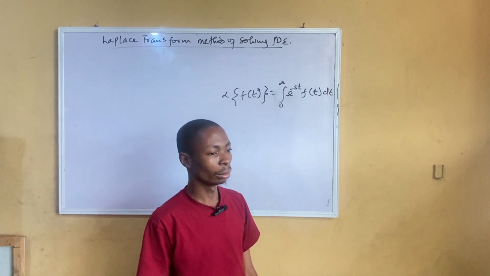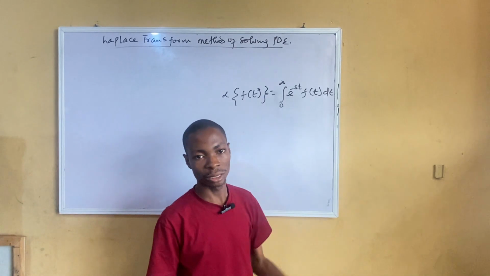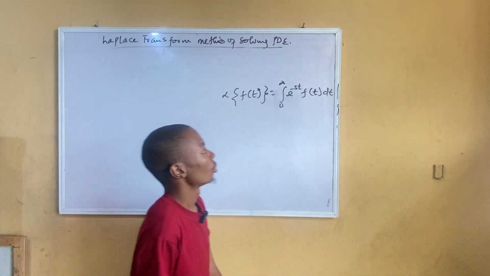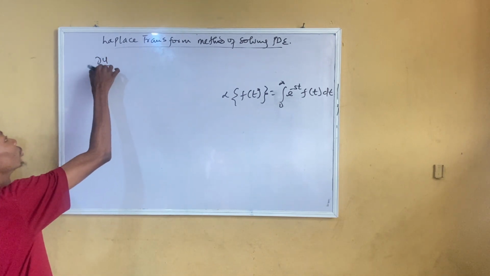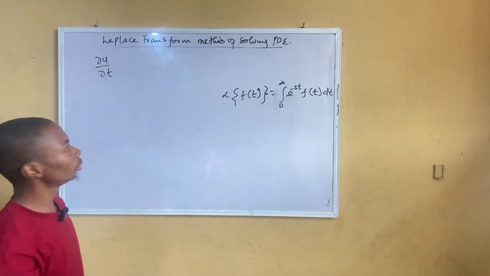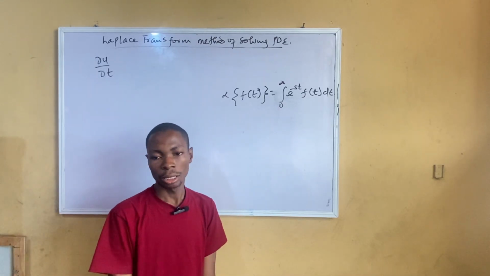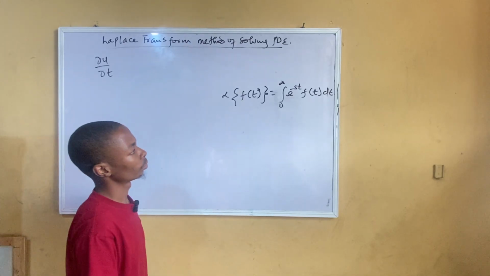Now, how do we bring partial derivatives into the context of Laplace transform? So let's start with something like this: du dt, like if I take the partial derivative of u with respect to t. Now let's take the Laplace transform of this first derivative.